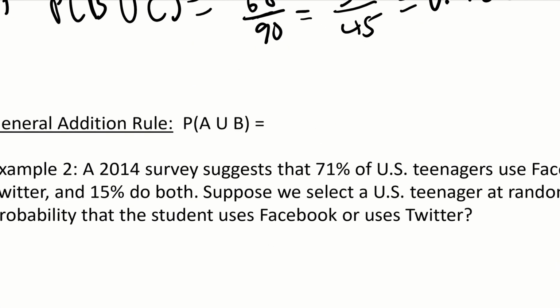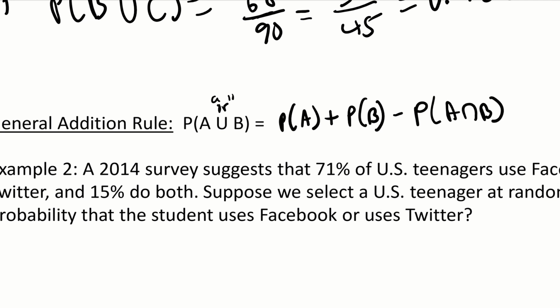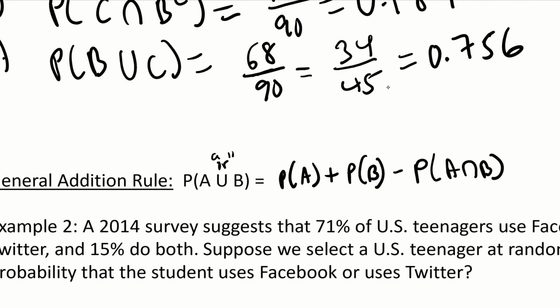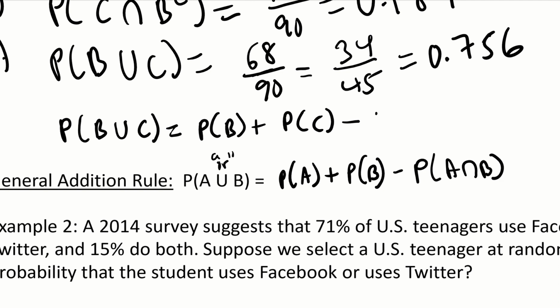So the general addition rule states that if you're doing the union of 2 events, A union B, or A or B, right? You're going to add the probability of A and add the probability of event B occurring. So you're going to combine the 2, but then you have to make sure to take away anything that they have in common. Okay. So, for instance, in this example that we just did, B union C, we would do probability of B plus probability of C minus the probability that both events can occur.